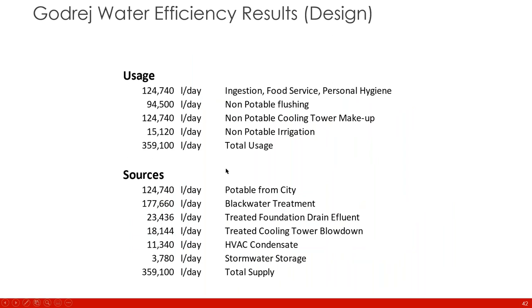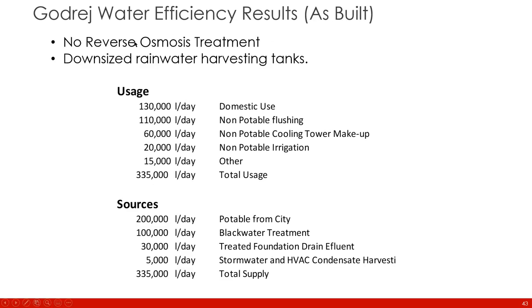Our design usage was to be about 359,000 liters per day. Of that, 124,000 was going to be potable from the city, and all of the rest was going to be recovered from the treatment of the various non-potable sources on site. Basically, as built, with no reverse osmosis treatment and with some downsizing of the rainwater harvesting tanks, we wound up with about 200,000 liters per day potable from the city and about 135,000 total supplied from our recovery from our various non-potable on-site resources.